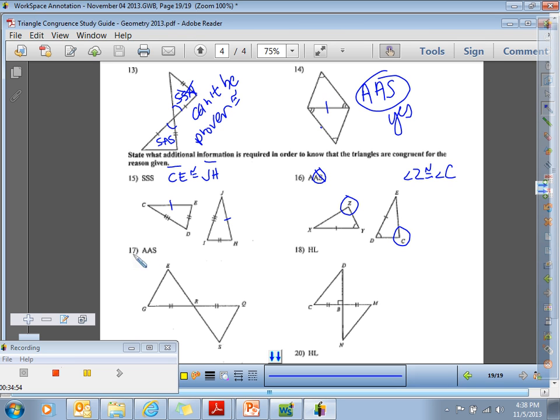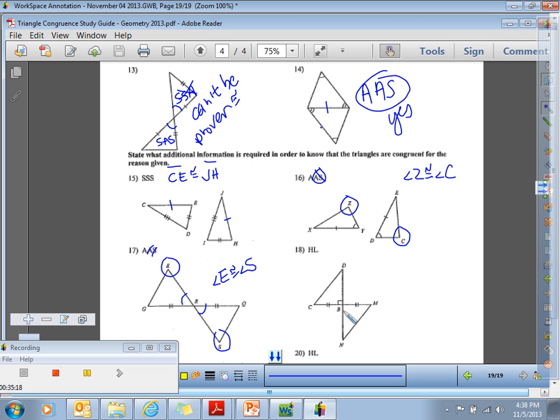17, angle, angle, side. I have no angles marked, but I know that this is congruent to this because they're vertical angles. I have one side. The angle and the side are touching, so those are already taken care of. I need one more angle that doesn't touch the side. So that would be angle E and angle S. So angle E would be congruent to angle S.